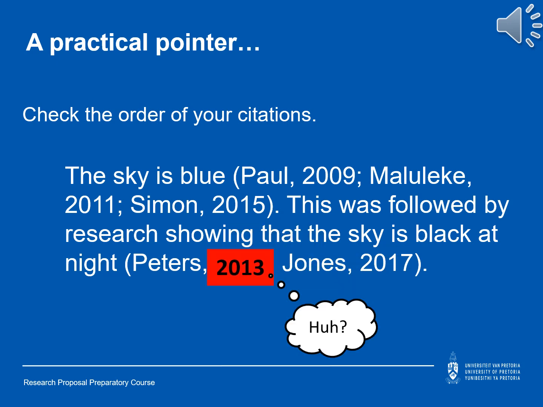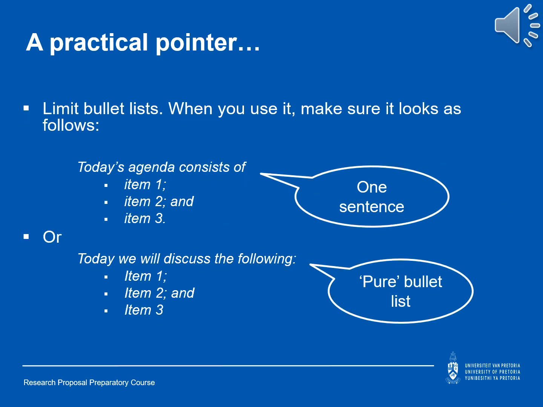Supervisors often come across mistakes like this. The writer implies that the research by Peters in 2013 was followed by the research of Simon in 2015. This does not make sense. At the postgraduate level, we expect students to critically evaluate each word they write down for accuracy and to ensure it makes sense.